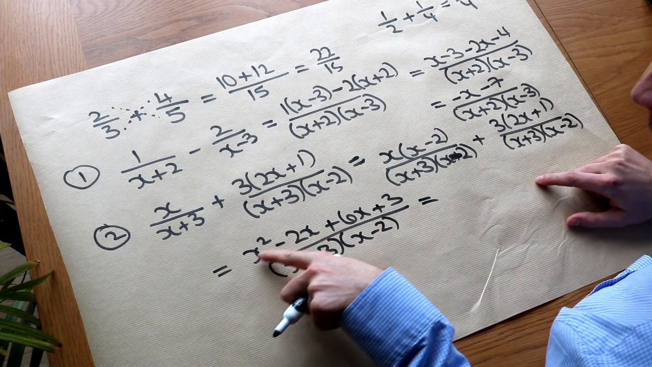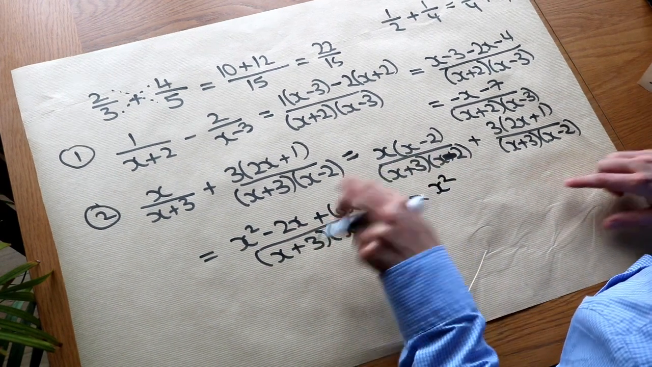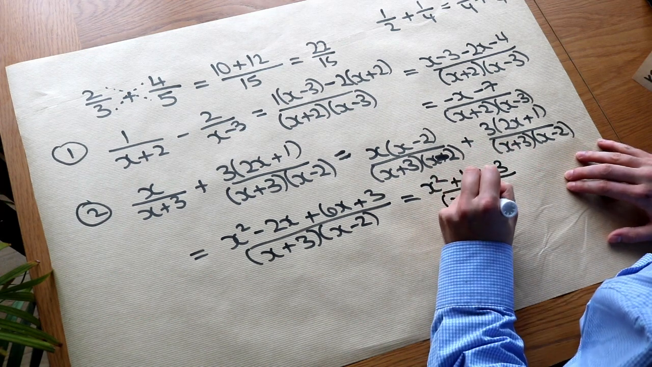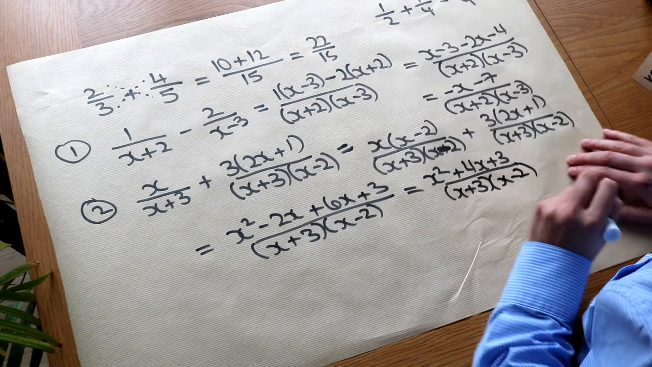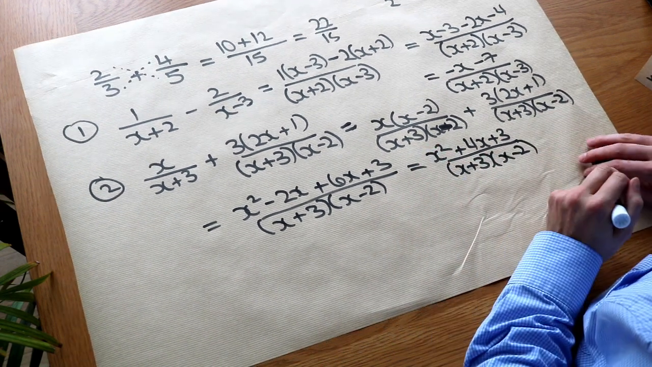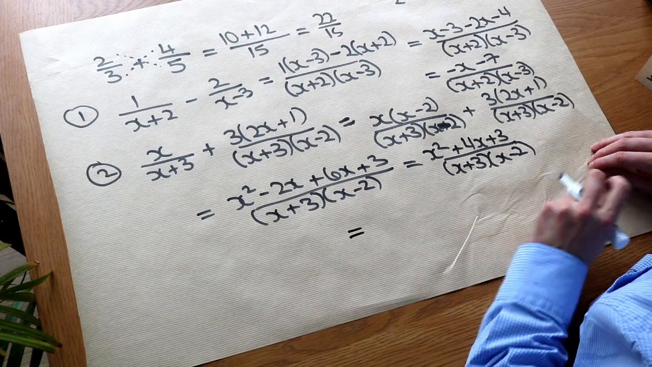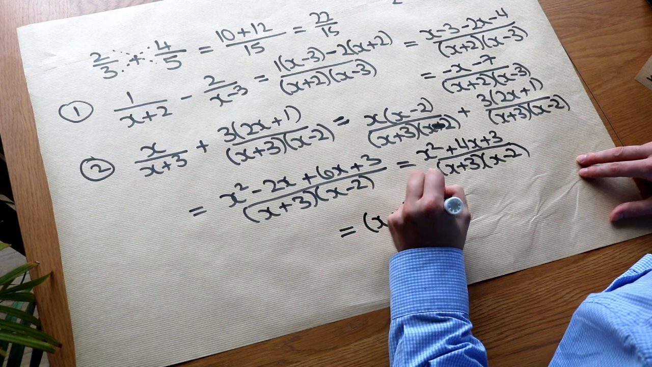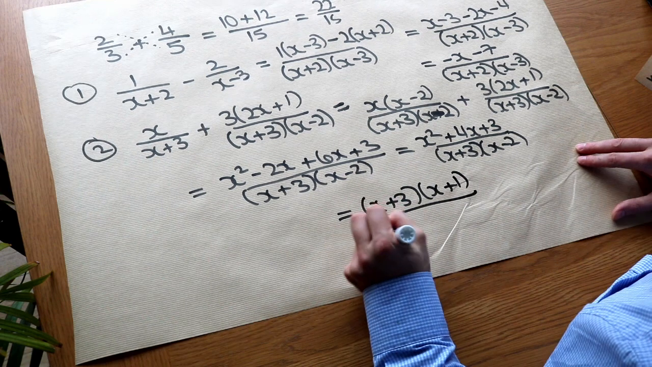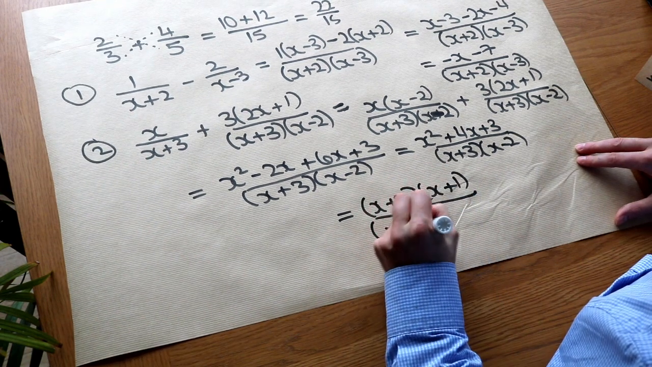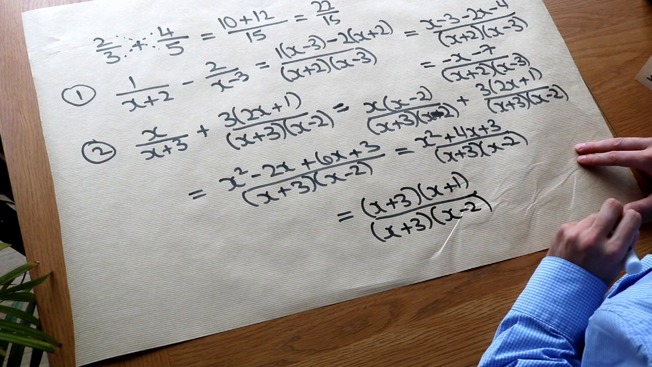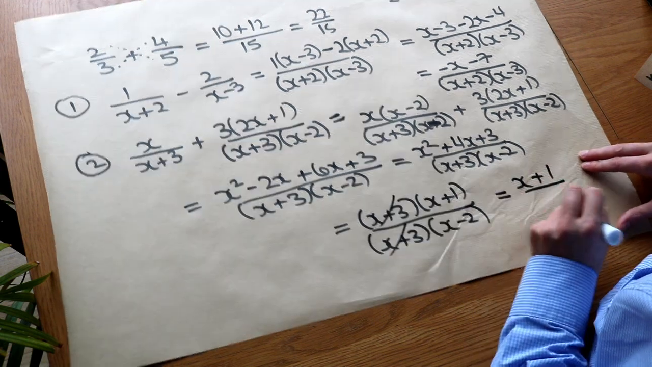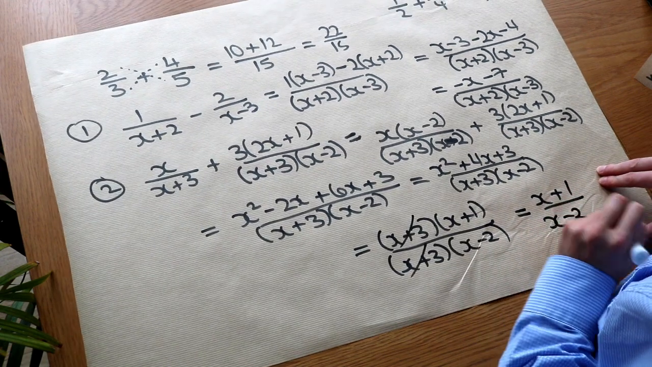And then that just simplifies to x squared minus 2x plus 6x is plus 4x plus 3. Then we've got over x plus 3, x minus 2. Now you might find at this stage that once you've combined them into a single fraction, you can actually simplify this fraction. And we're going to have to do that by factorising. So this numerator here factorises to x plus 3, x plus 1. And that looks promising because we can see there's a common factor, top and bottom, of x plus 3. So now we can just divide top and bottom by x plus 3, and that gives you a final answer of x plus 1 over x minus 2.